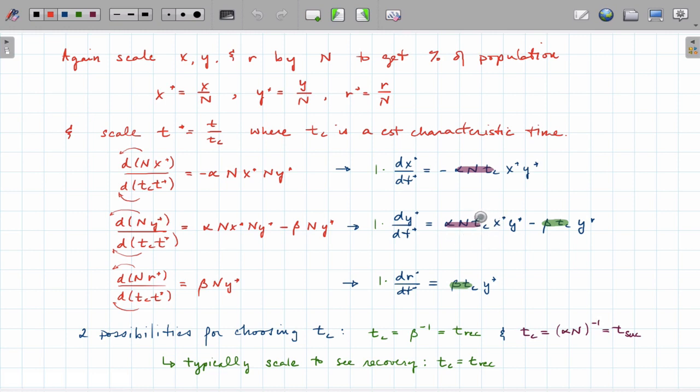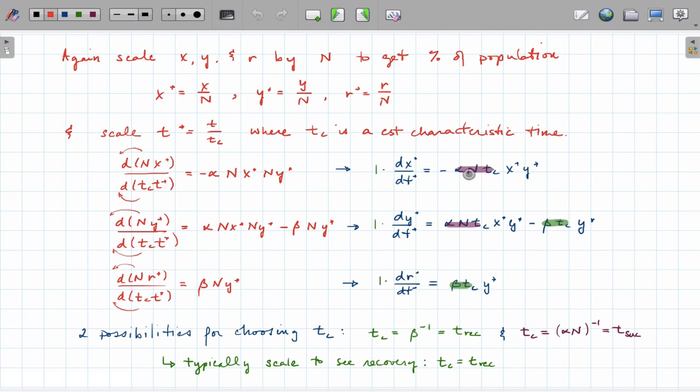So let's consider the two possibilities. We could either weight the problem so that recovery is visible, so we had a 1 here and a 1 here. That would make TC equal to 1 on beta. That would cause this to be a 1, obviously. This would be a 1. But now the number sitting out in front of the community spread mechanism, alpha n times TC, would now be alpha n on beta. And that number would not necessarily be 1 at all, alpha n on beta, again up here.